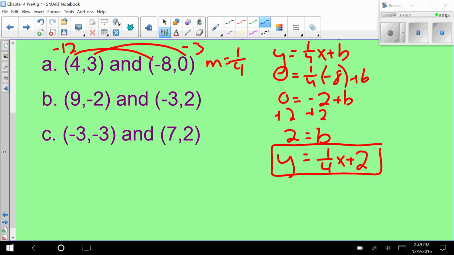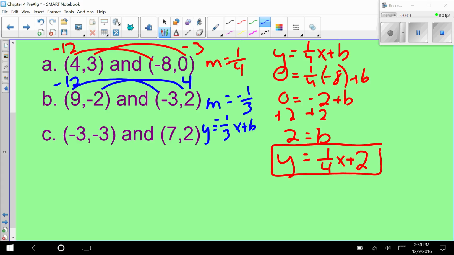All right, for the second one, negative 2 to 2 is a plus 4. 9 to negative 3 is a minus 12. So my slope is 4 over negative 12, or negative 1/3. Let's do this one right in this little gap here. So we should have y equals negative 1/3 x plus b.